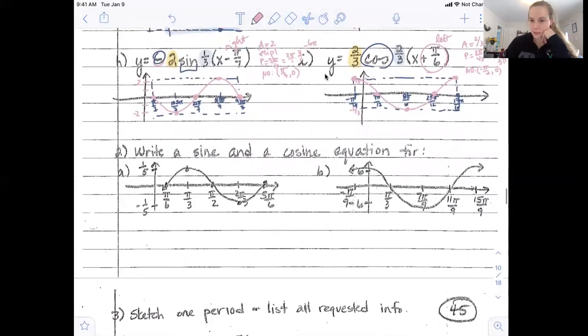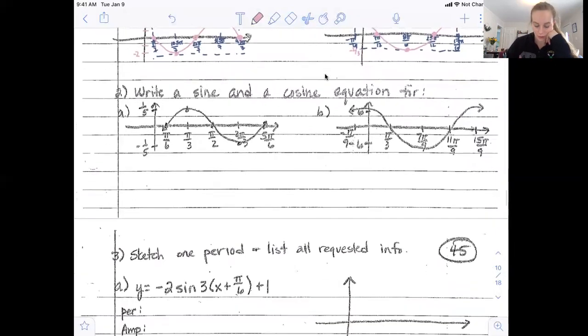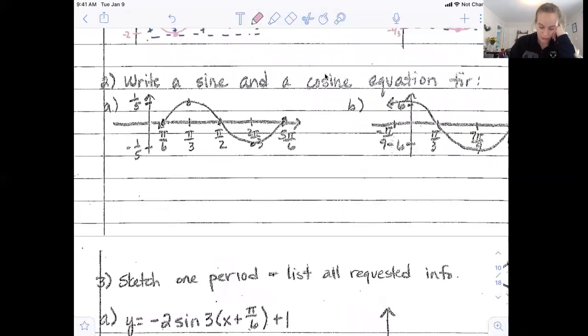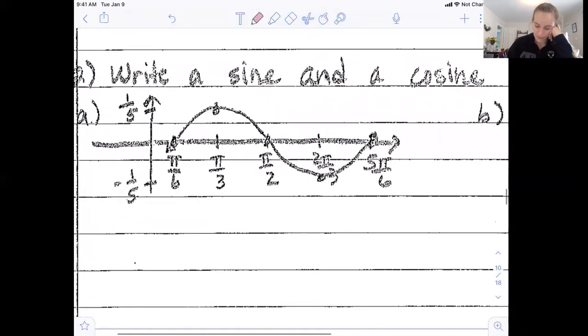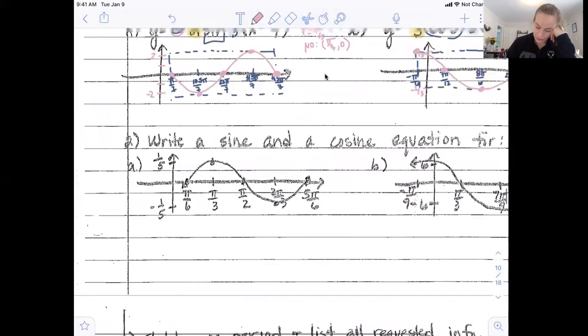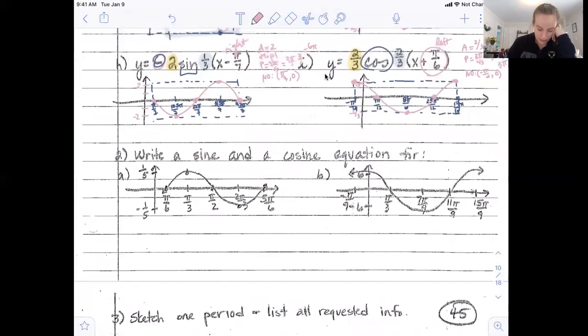We've got two that we're just writing the equation of, and then next we're going to find two more graphs with a horizontal and a vertical shift. So look at those in a second. This one says write a sine and a cosine equation for these.